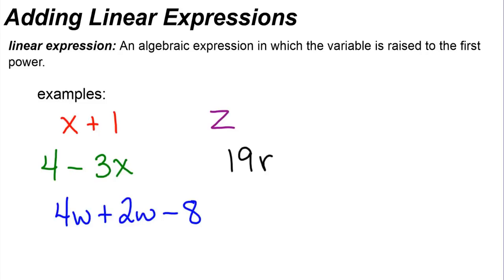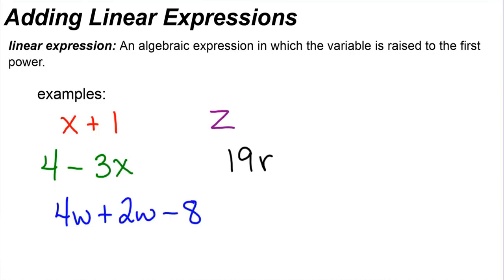All right, now that we've talked about simplifying algebraic expressions, we're going to be performing some operations with these expressions, starting with adding linear expressions. A linear expression is just any algebraic expression in which the variable is raised to the first power. So really it's any expression that contains a variable and doesn't have an exponent besides 1. There's no squared, to the third power, to the fourth power. There's no exponents in the expression other than an exponent of 1.